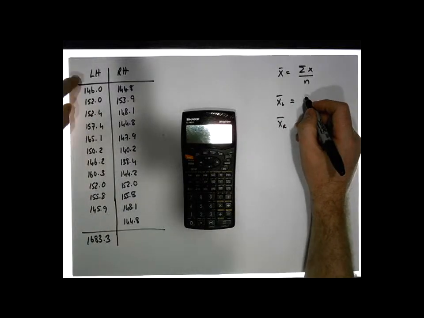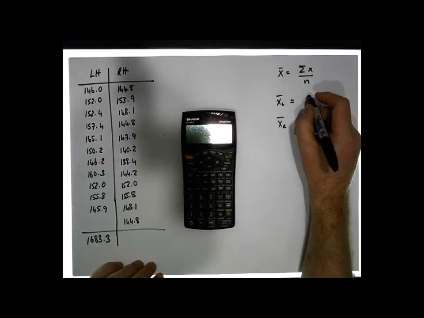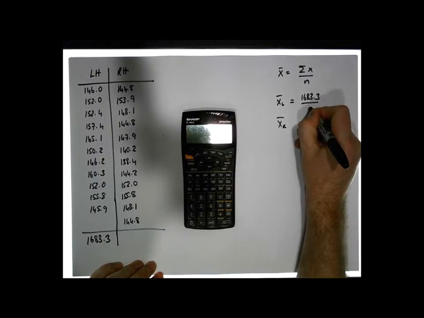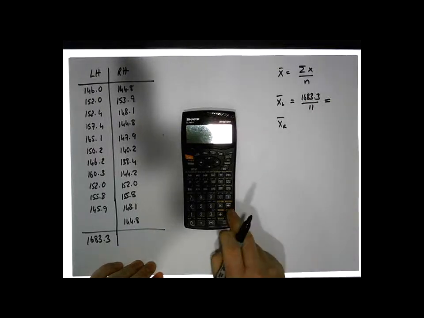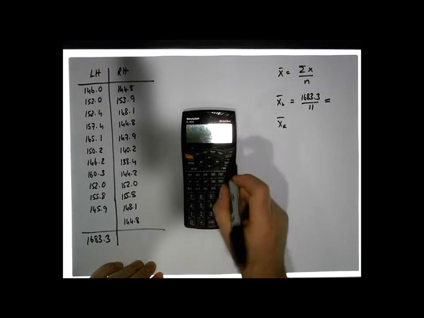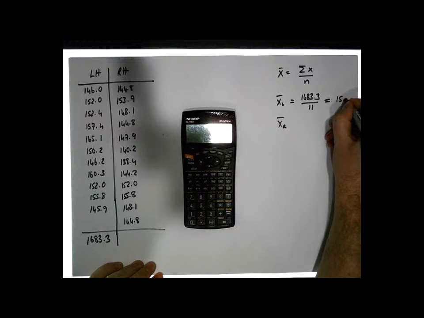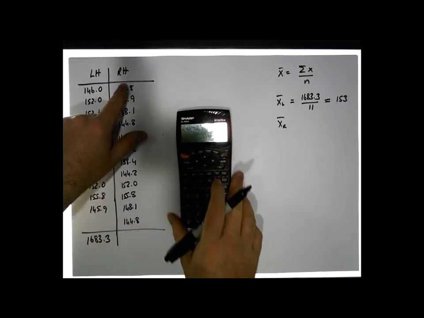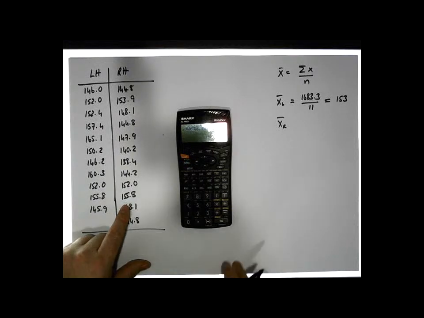Okay, and there are 11 observations, so the mean is going to be 1683.3 divided by 11, which gives me a value of approximately, I'm just rounding that to 153, to the whole number. Then I'm going to sum up the right-handers. I want to calculate their sample mean.